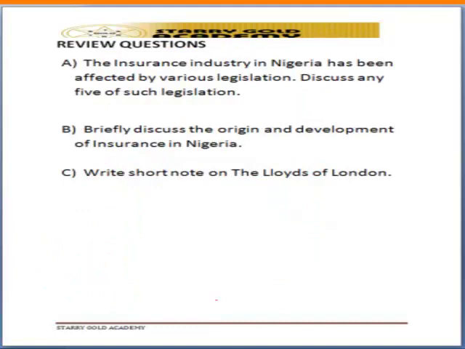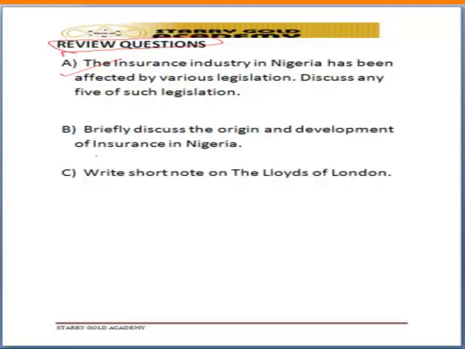Now let's discuss some review questions based on this topic, and how best to answer the questions in case you meet them in the exam. Number one question: the insurance industry in Nigeria has been affected by various legislation. Discuss any 5 of such legislation.